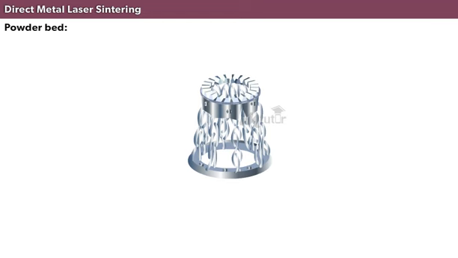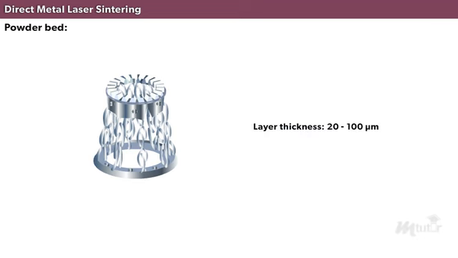Resulting parts have the same mechanical behavior as those obtained through conventional techniques. Parts made by this method have material layer thickness ranging from 20 to 100 microns. Dimensional accuracy of the final part is as high as plus or minus 0.5 millimeters. In addition, surface roughness of the part ranges between 14 and 16 micrometers.